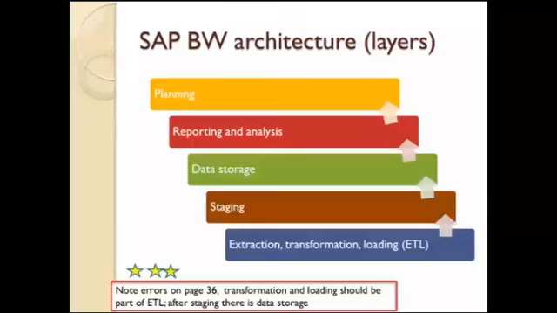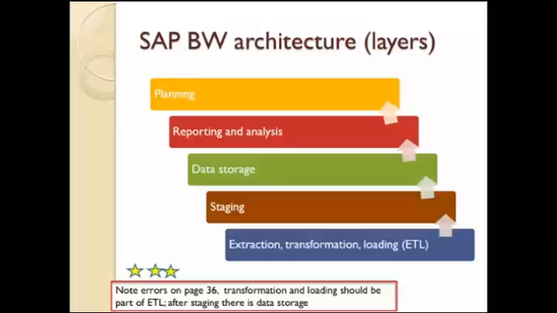So the first layer is ETL. Again, that is used to get data into the data warehouse. And once data is in there, it is stored, first of all, in a staging layer. So that's the second layer after ETL. And from there, data can be further loaded into the data storage layer. So the third layer is data storage, where data is permanently stored.